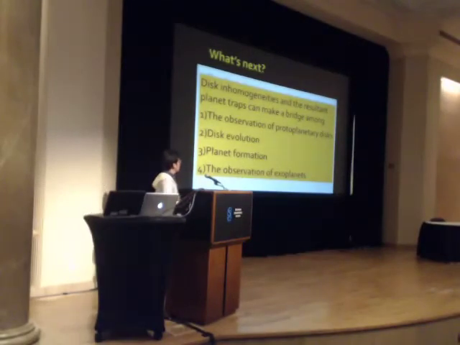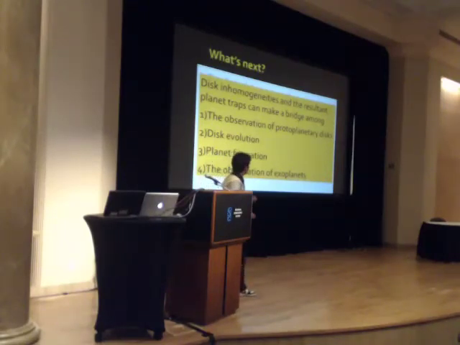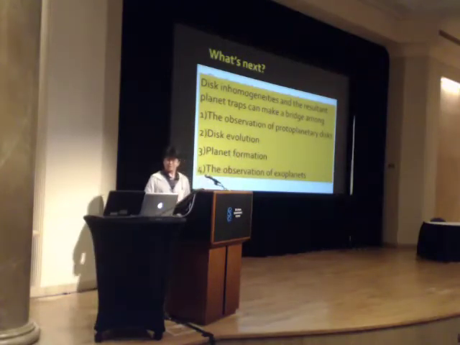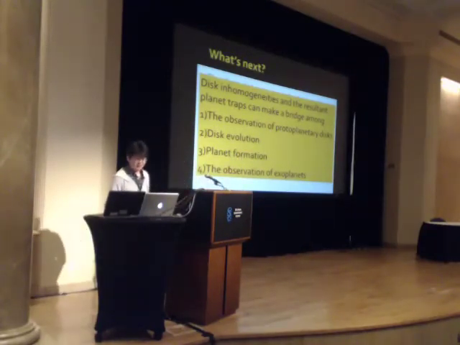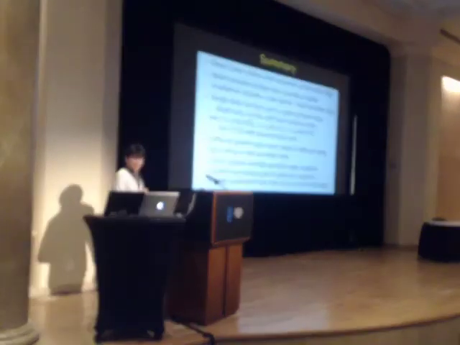Actually, Richard Alexander said we don't know the connection between the disk evolution and planet formation very much, and that is true. But I'd like to emphasize that if you consider our disk inhomogeneity and our planet trap, then we can beautifully make a bridge among these things. That is very nice. And here's a summary.